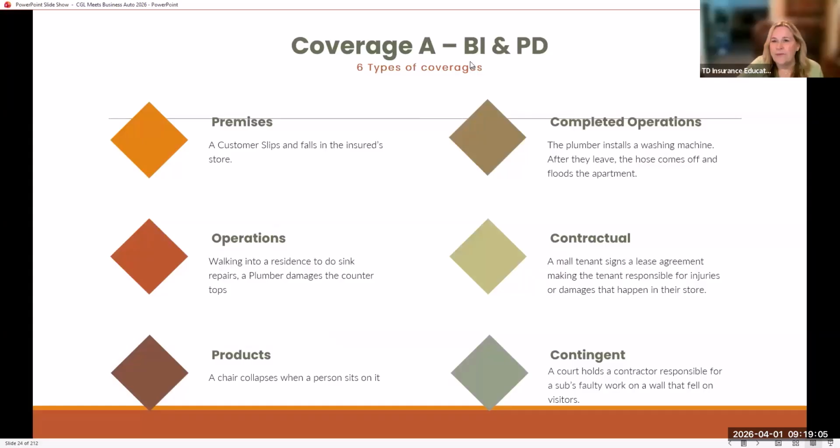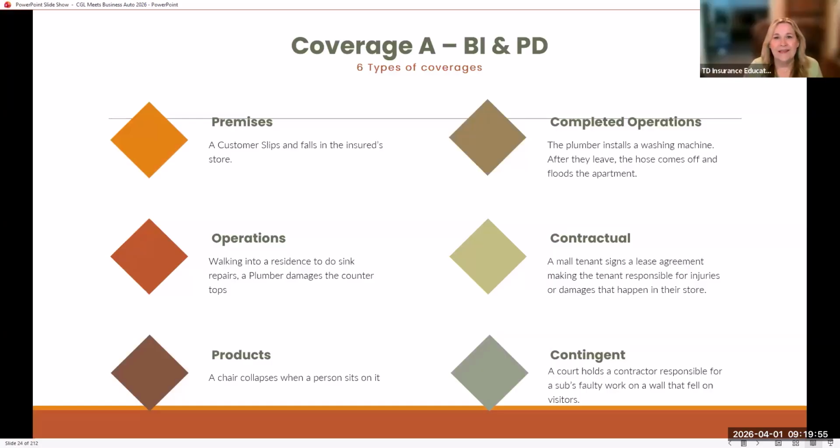Now, when you're talking about coverage A, bodily injury and property damage, there's basically six types of things that can happen for a third party. Now, think about it this way: not every business is going to have that exposure. But most businesses will probably have a premises exposure. What if a third party, think customer, slips and falls in the insured's store? That's your premises exposure. So when you think premises, think slips and falls. Operations, that is an exposure that, for example, a contractor could have. If a contractor is installing an electrical outlet and they damage the customer's countertop in the process, that's property damage to a third party. That's in their operation. So that's an exposure that would fall under here.